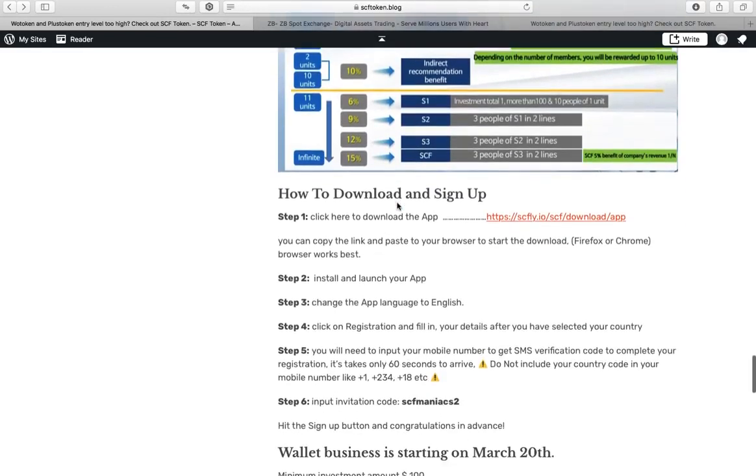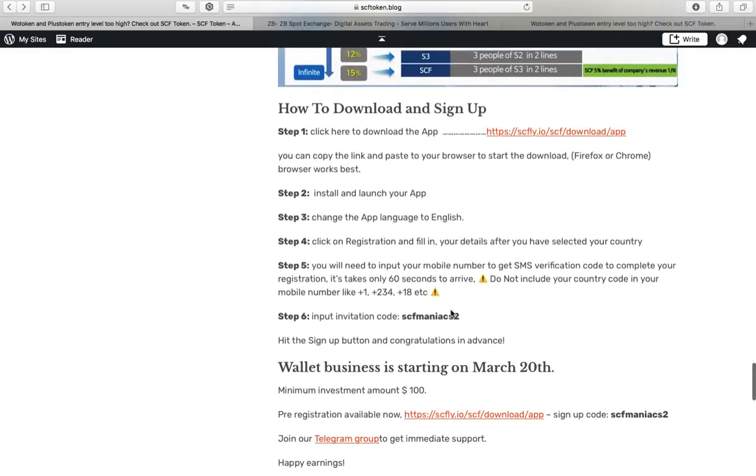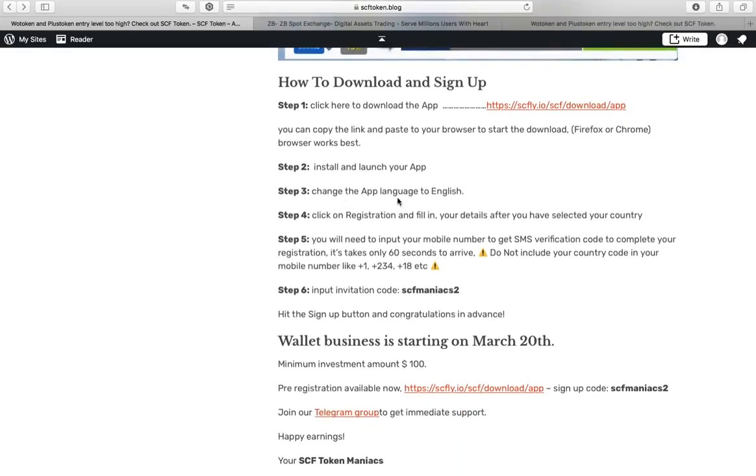All right, so how to get started? So first you need the app, of course, and this is the link where you can download the app. You just install it and run it. And then you change the language to English, but many times it would be set up as a default language. And then you just click registration, fill in your details, select your country, of course.